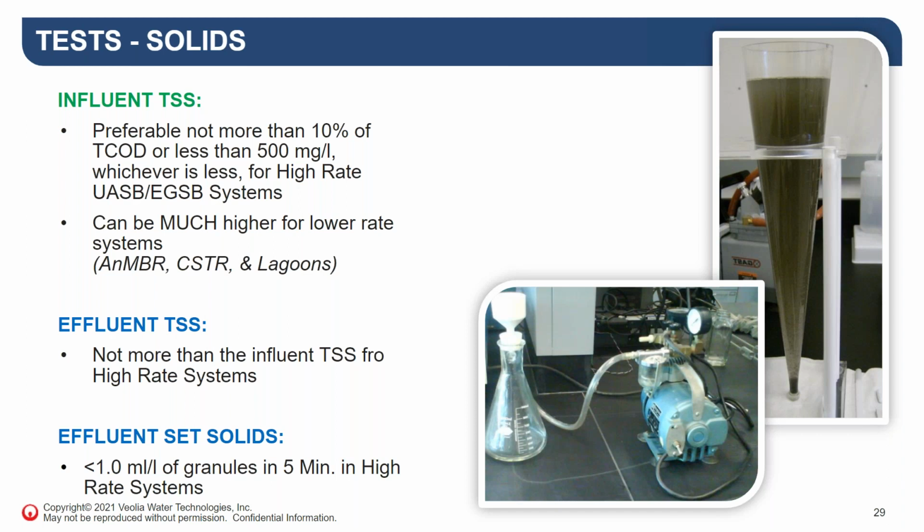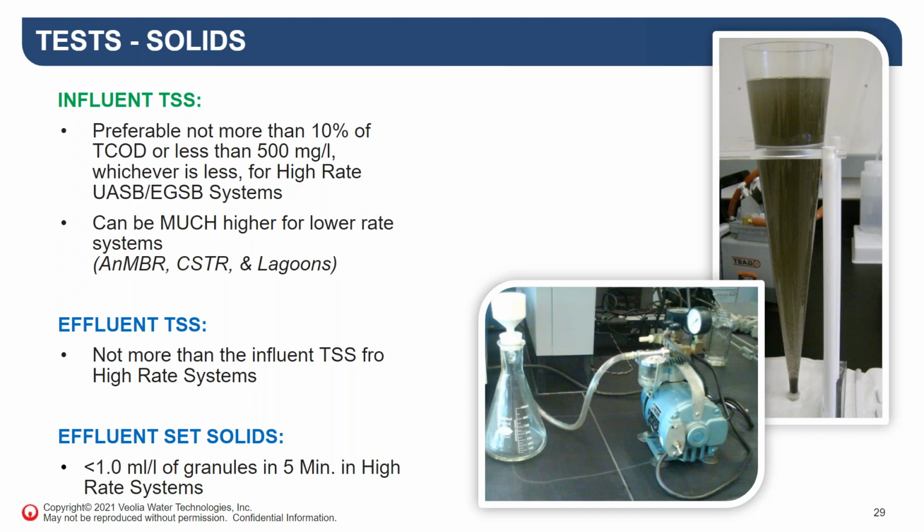On the effluent, on the low rate systems, CSTRs, lagoons, it's just going to be what your mixed liquor is, and that's going to depend on what your TSS is and what your solids reduction is. It's hard to tell. But on the high rate systems, the UASB, EGSB systems, you don't want the TSS in the effluent to be more than the influent. So influent should equal effluent. And if we're lucky, the effluent will be a little less than the influent.